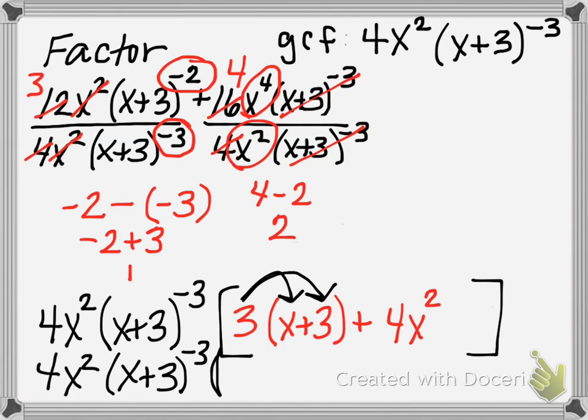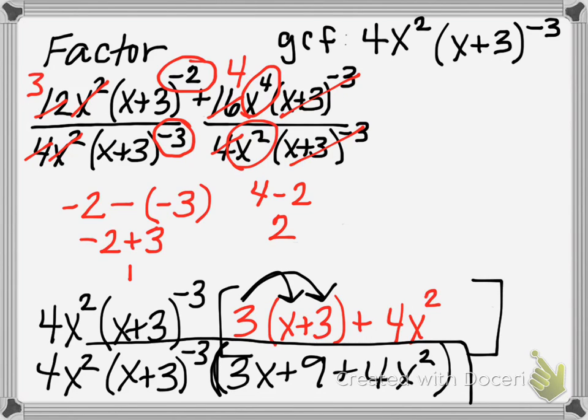At this point, I can change my brackets to parentheses, but I'd end up with 3x plus 9 plus 4x squared, and I don't have any terms here that are like terms. So I really can't go any further with this. This would be my factored form.